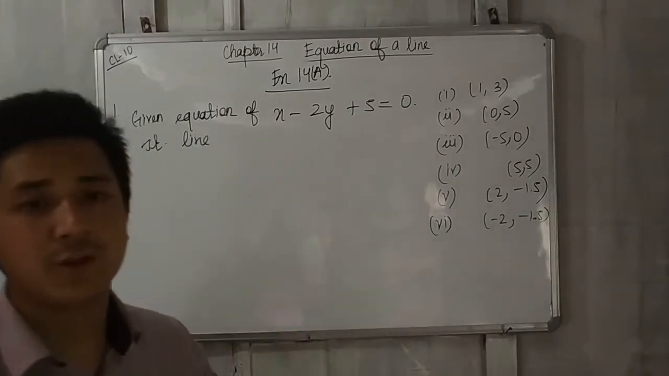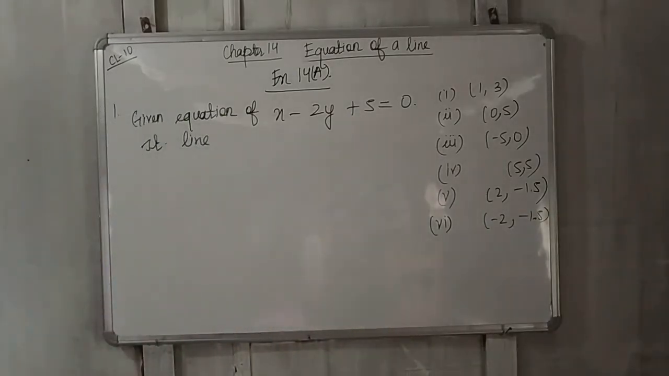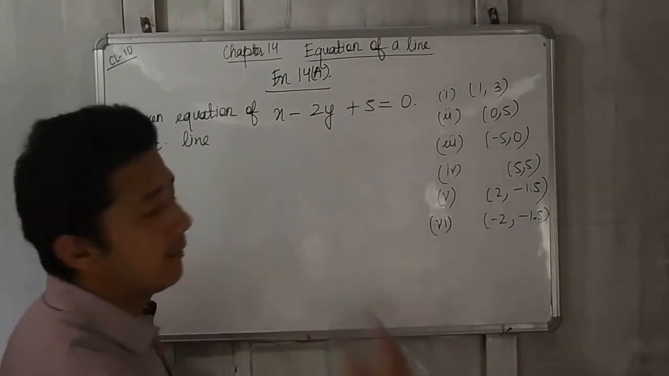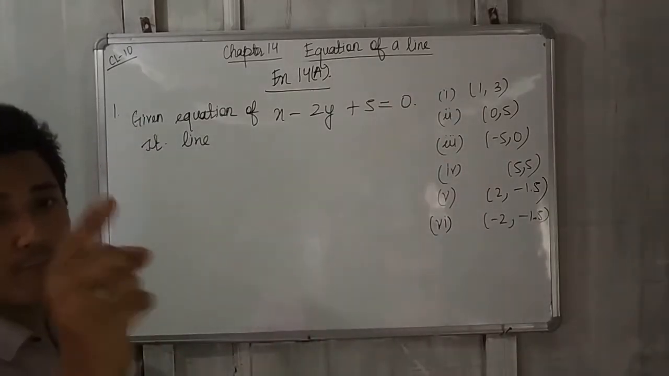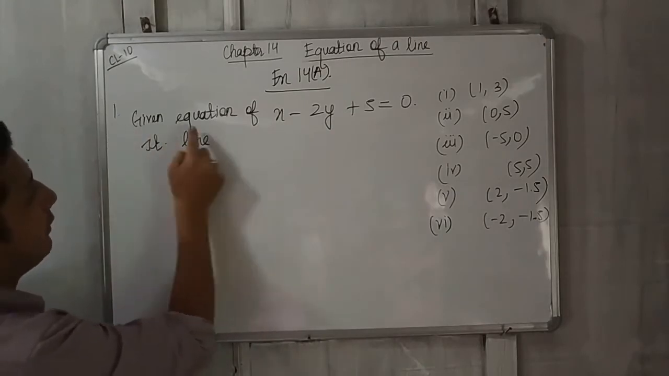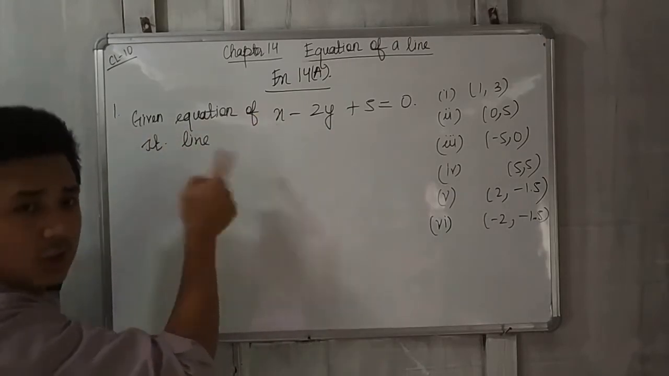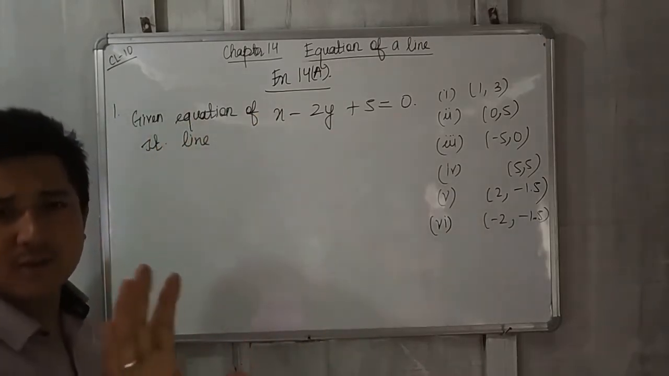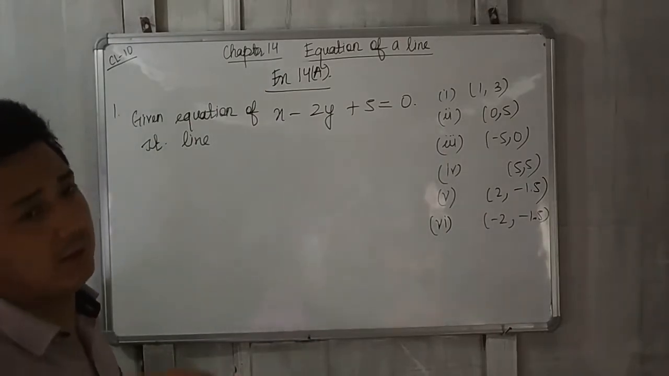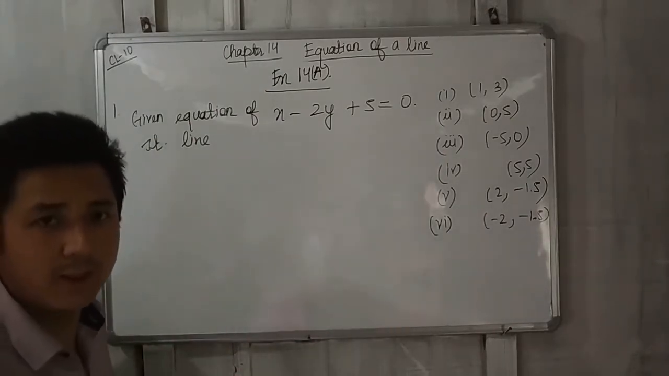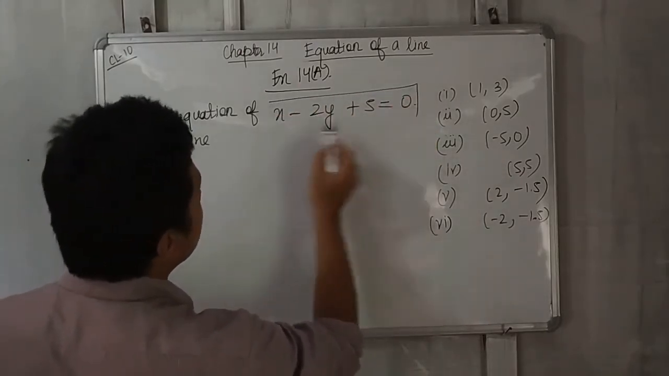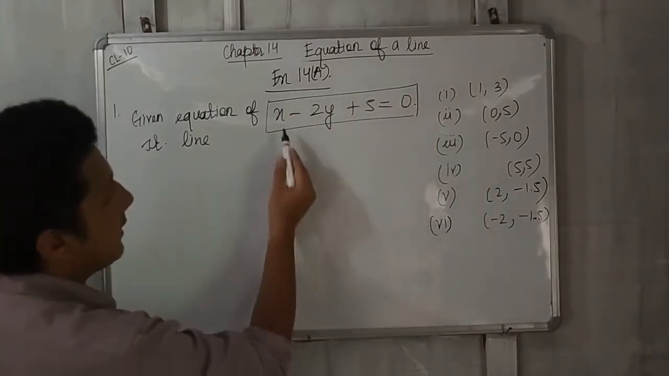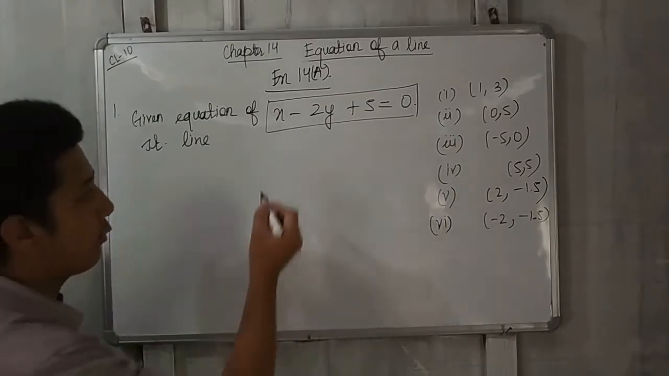This type of question will not come in ICSE, but it is very important to understand how to identify which of the points lie on the straight line. By the way, I have written here given equation of straight line. Just before this, I told you all the equations of straight lines will be linear equations. It might be in one variable or two variables. See this equation, focus on this equation on the board. Can you tell me whether this equation is a linear equation?